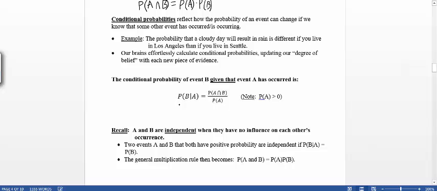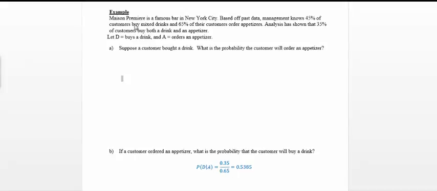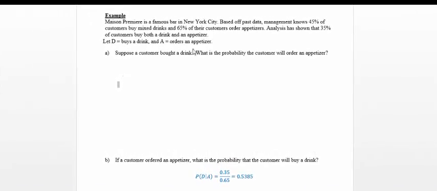This new piece that we see, the probability of B given A, is a formula to calculate the conditional probability. We take the probability of the joint over the probability of whatever has already occurred. Go ahead and write this formula down because I'm going to use it in the next example that I walk through. Pause the video and read through this example about the New York restaurant.